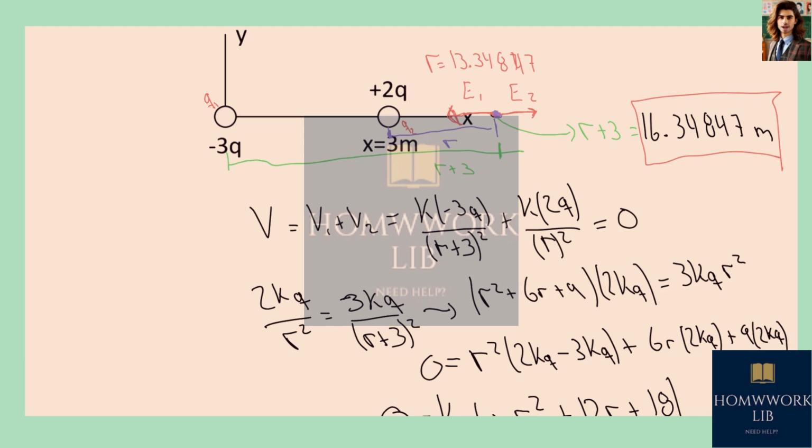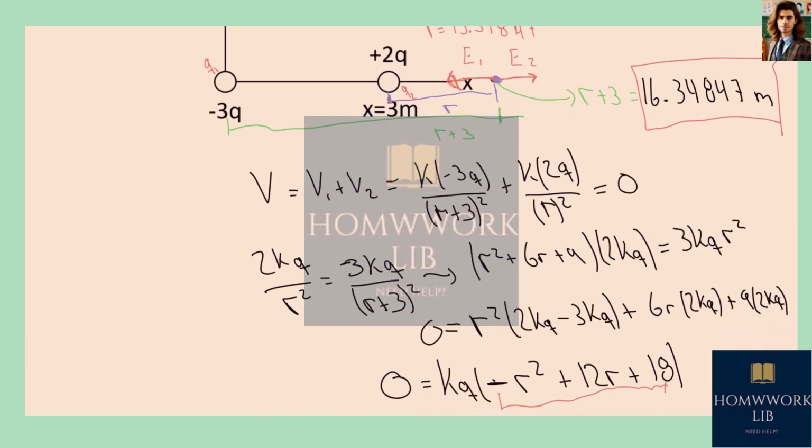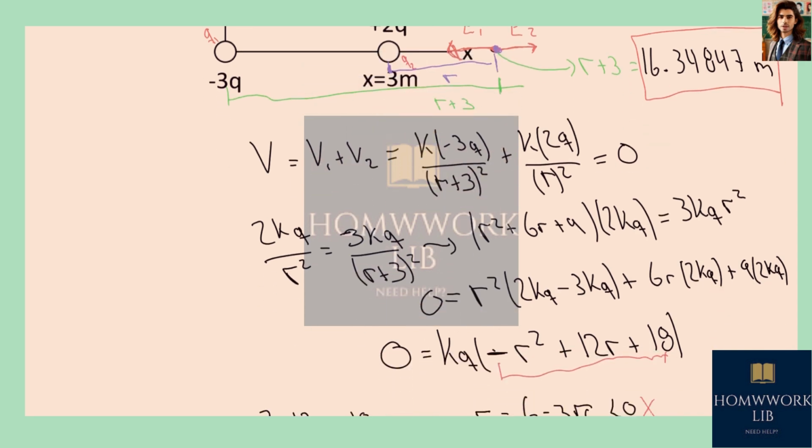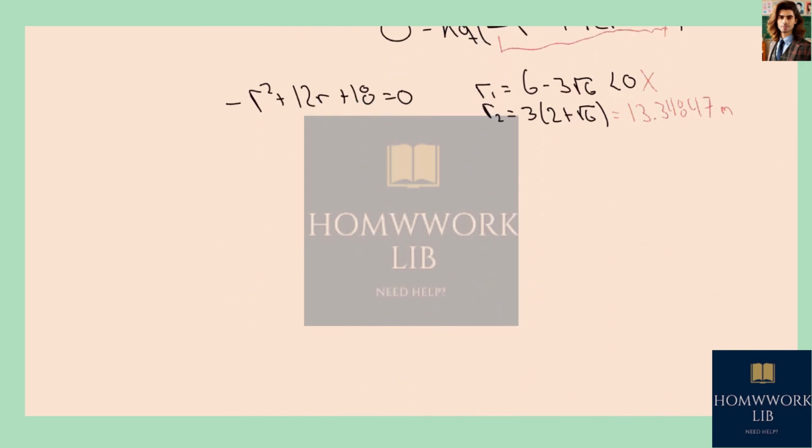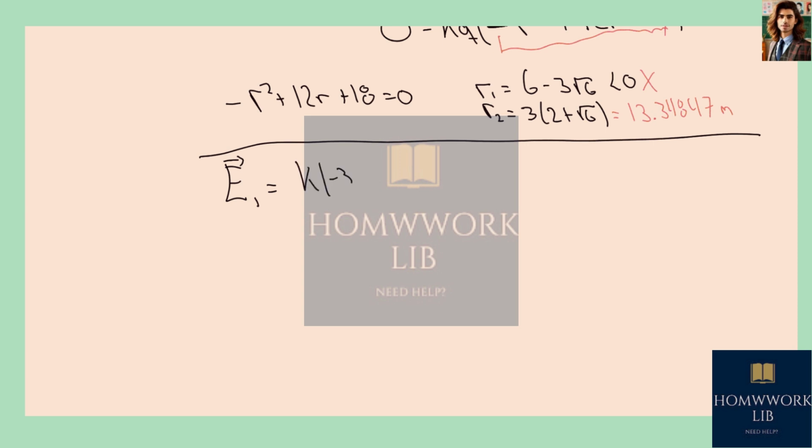So at that position on the x-axis, the field is going to be 0, and the potential is also going to be 0. You can verify this simply by plugging in the values. We can calculate, for example, just to verify that the electric field indeed is going to be equal to 0. The electric field due to charge 1 is going to be equal to k times the charge 1, that is minus 3q, divided by the distance squared, which we said was 16.34847 squared.